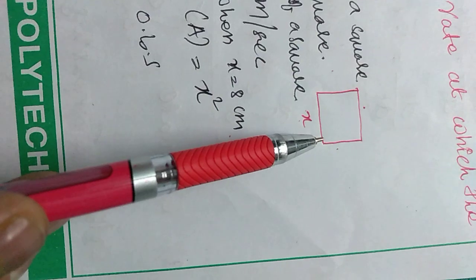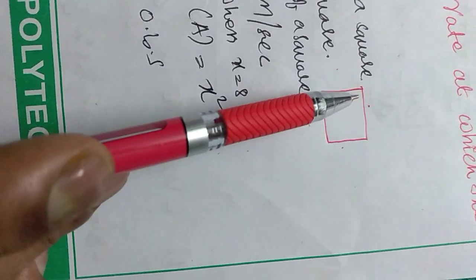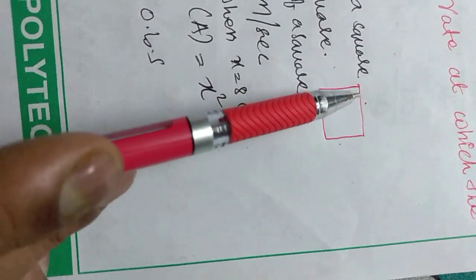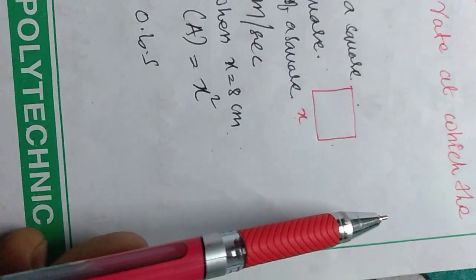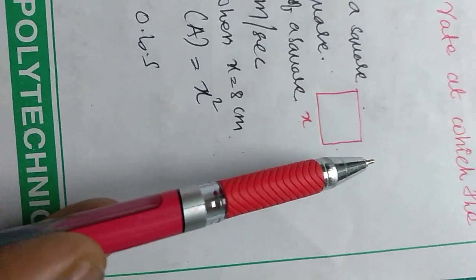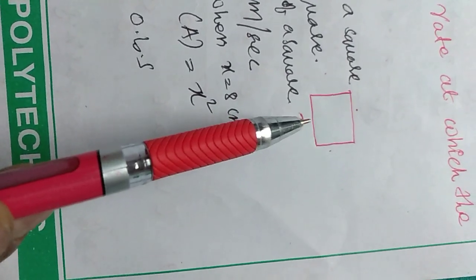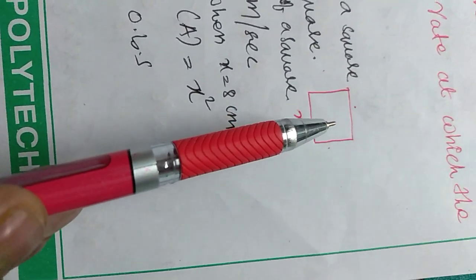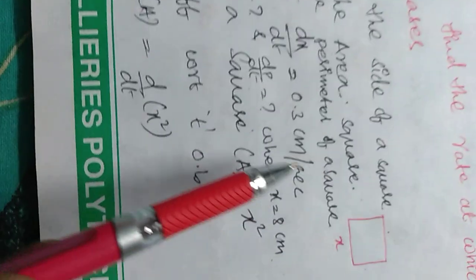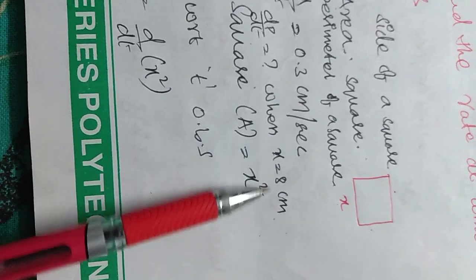Okay, if the side increases, then the area also increases and the perimeter also increases. So in this problem we have to find the rate of change of area and the rate of change of perimeter when the side is 8 centimeters. Okay, let us discuss that solution.